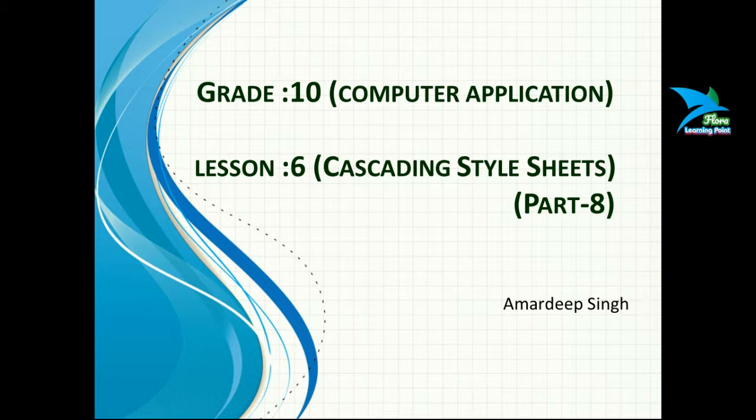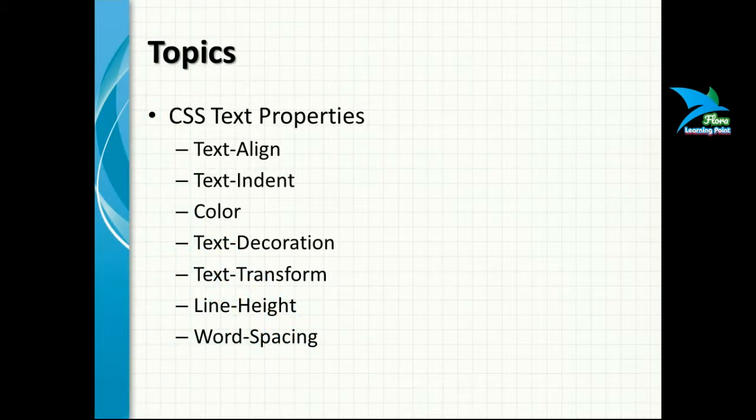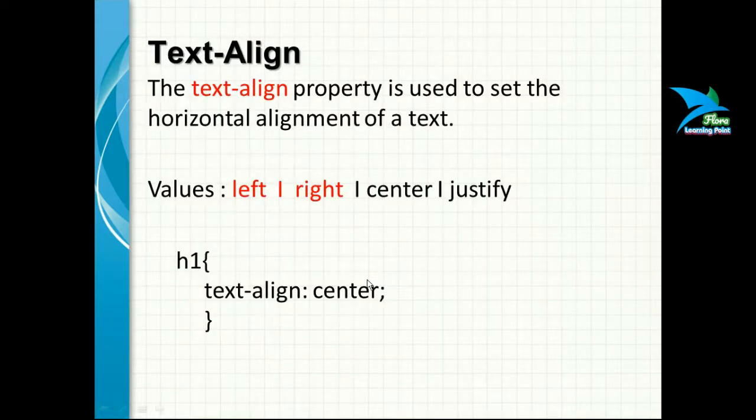Cascading Style Sheets. And in this session we'll discuss various properties of text like text align, text indent, colors, text decoration, text transform, line height, and word spacing properties. First, we'll discuss text align. The text align property is used to set the horizontal alignment of the text. The values are left, right, center, and justify.